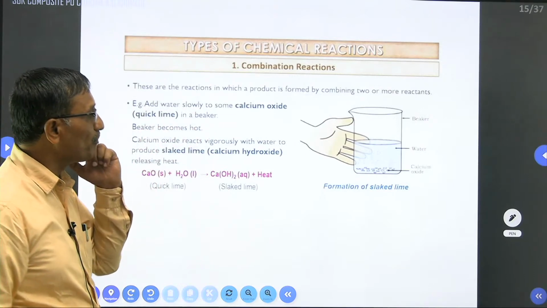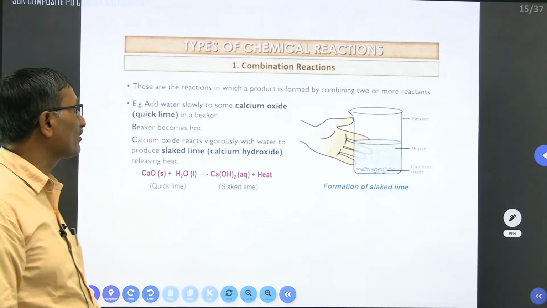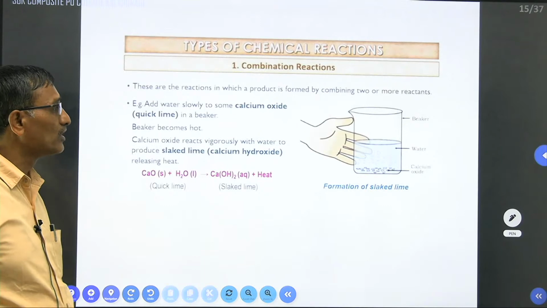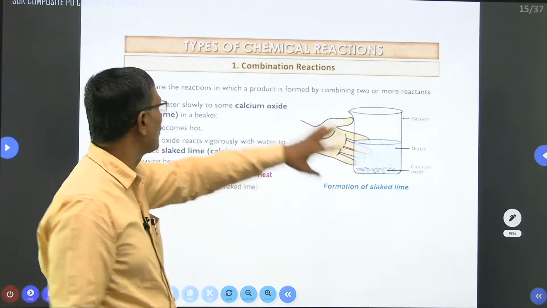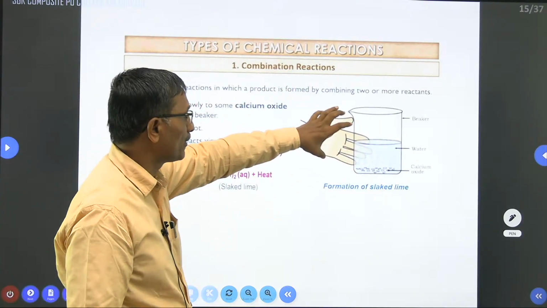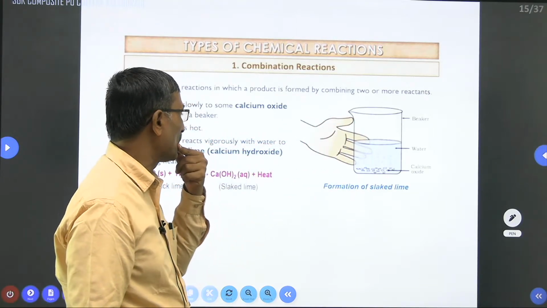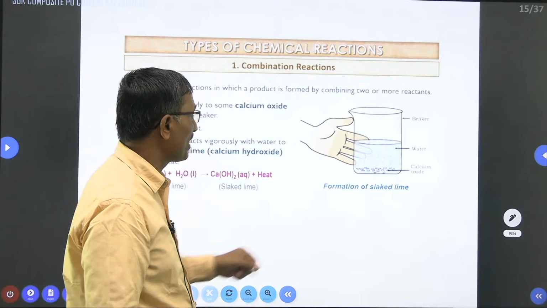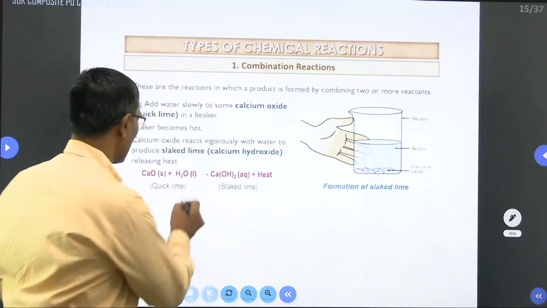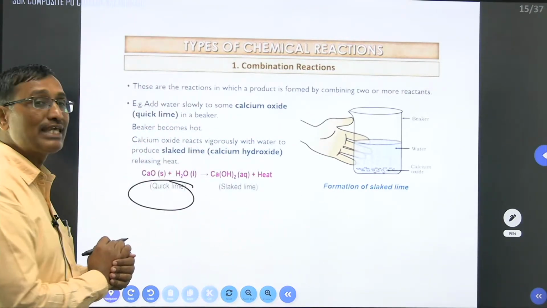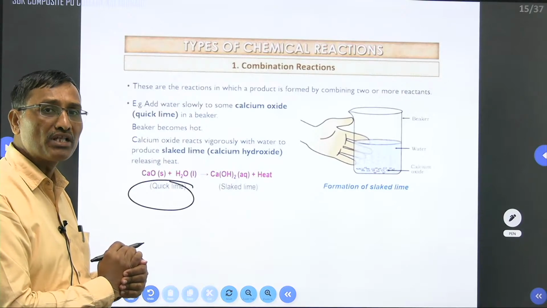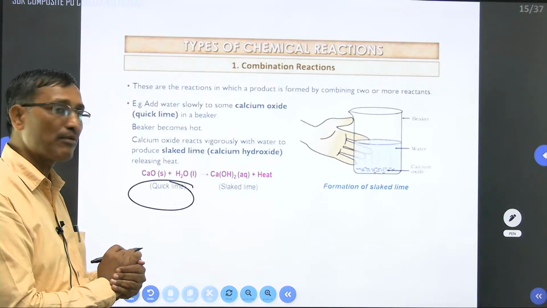Now coming to the combination reaction. What is that combination reaction? See, that is given as a simple example. In a beaker water is taken, is it correct now? Then to this water we are adding quick lime. Calcium oxide, commonly known as quick lime.